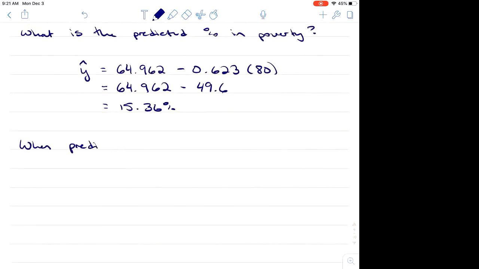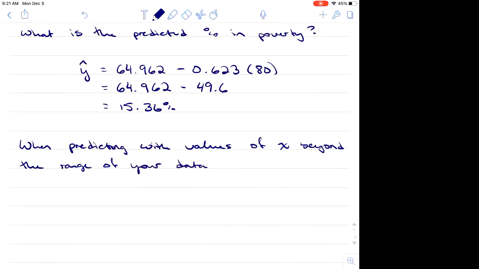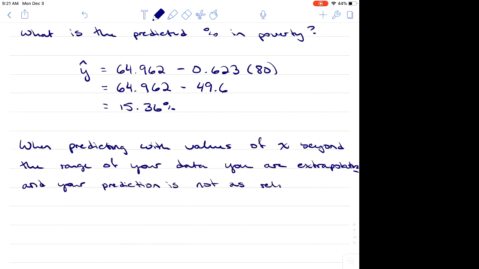When predicting with values of X beyond the range of your data, you are extrapolating and your prediction is not as reliable.